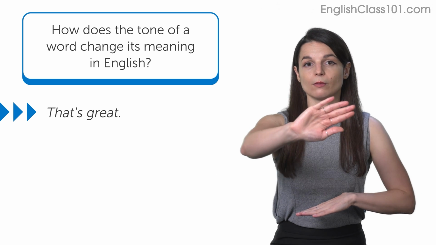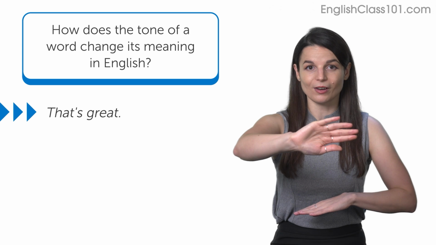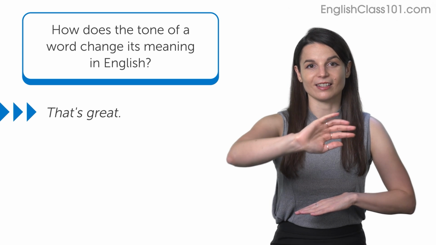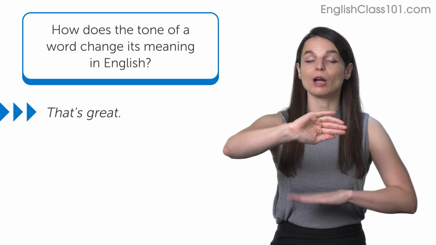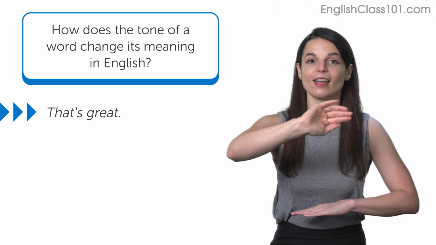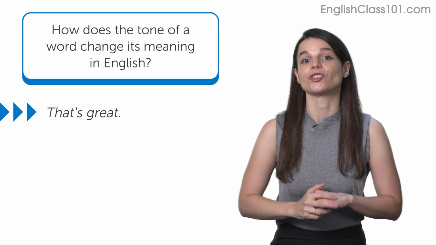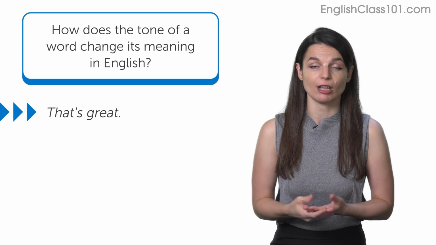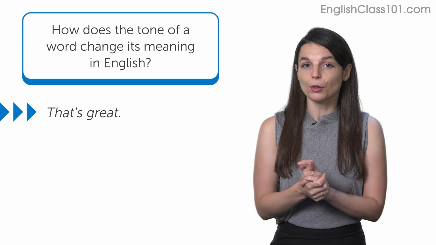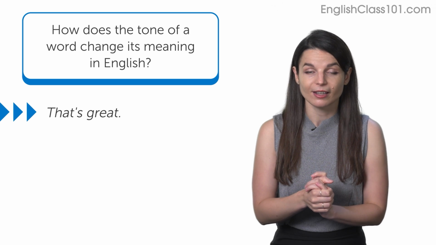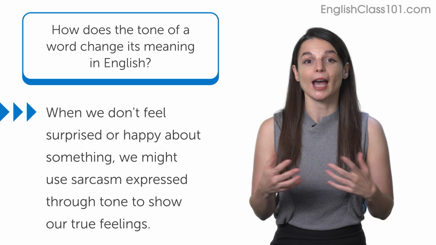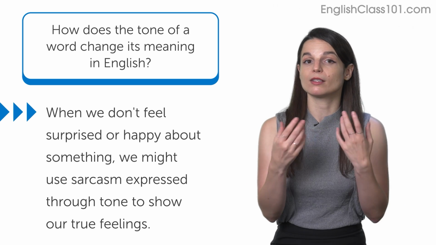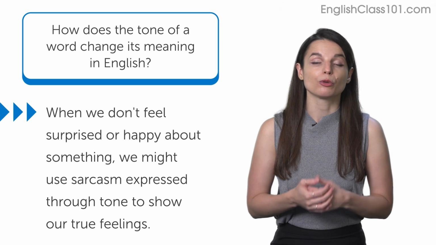They use the vocabulary words, "That's great," to mean this is kind of the expected reaction, but I want to communicate my true reaction. I will do this with my tone. So I say, "That's great," but I don't actually mean it. That's not my true feeling. So we use tone to do this a lot. When we don't feel surprised about something or we don't feel happy about something, we might use this use of tone to express that.